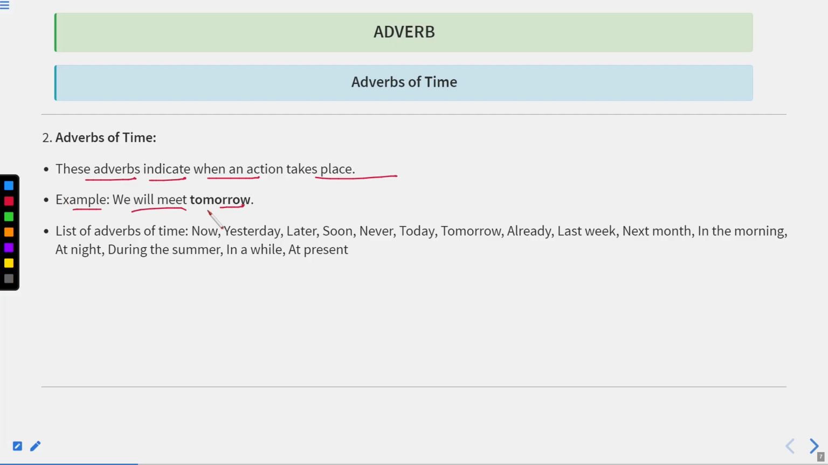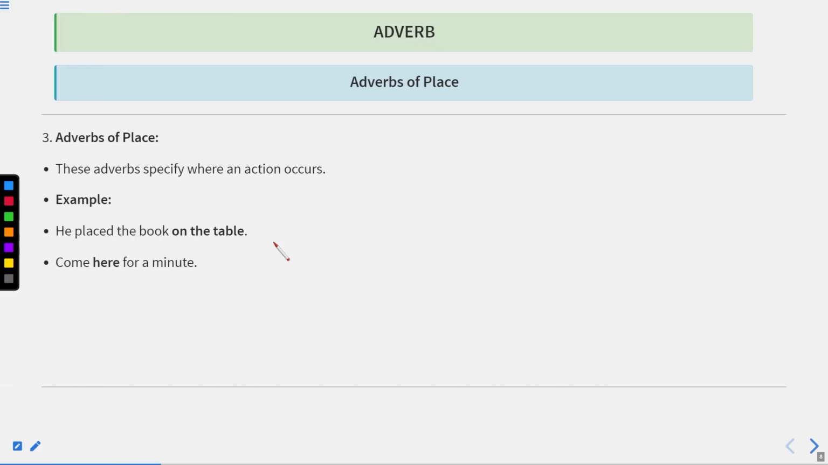So when we are going to meet, we'll meet tomorrow. So meet is a verb and tomorrow is an adverb of time. List of adverbs of time: now, yesterday, later, soon, never, today, tomorrow, at least, last week, next month, in the morning, at night, during the summer, in a while, or at present. So all these are actually adverbs of time. Now let us move to the next one.